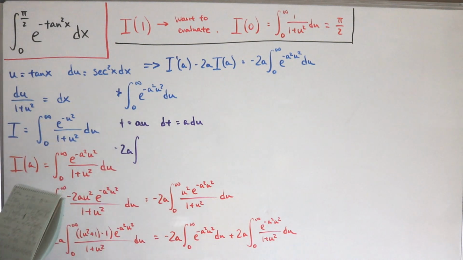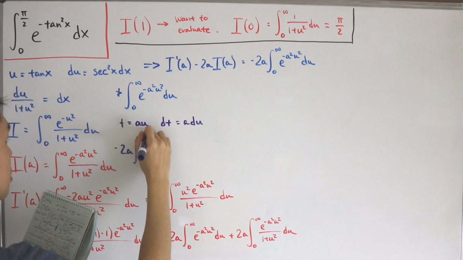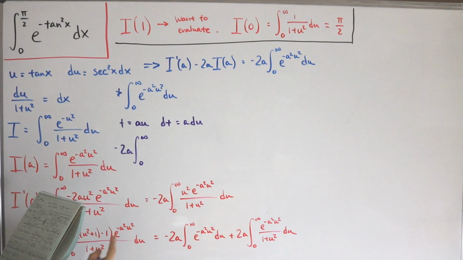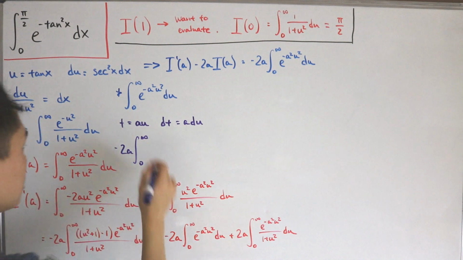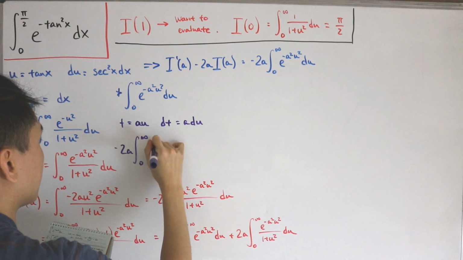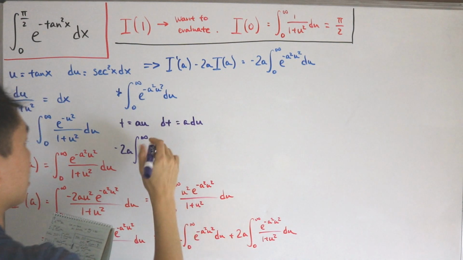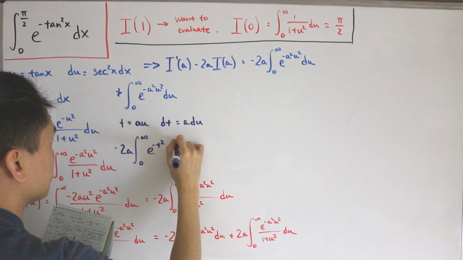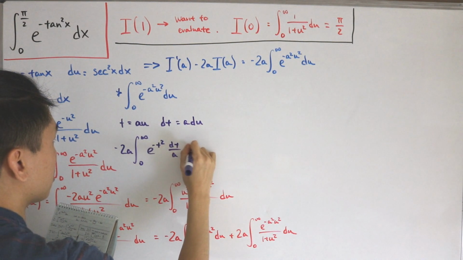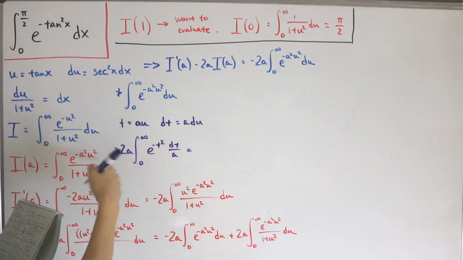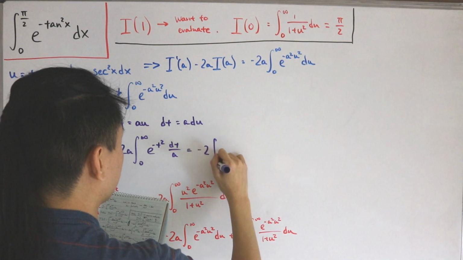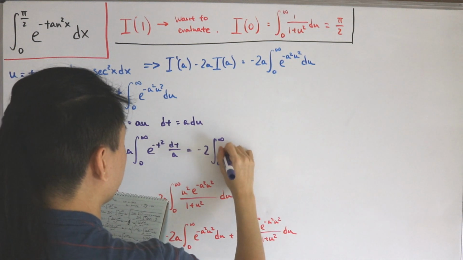So we want to change our bounds, but no worries, because it's not going to do anything any different. So it's still going to be the same. So it's negative 2a times the integral from 0 to infinity of e to the negative t squared, and then replace this with our new du differential, just dt divided by a. The a, I factor that out, and then that'll cancel outside.